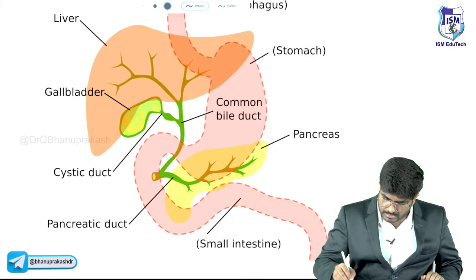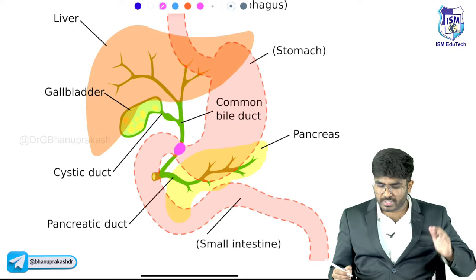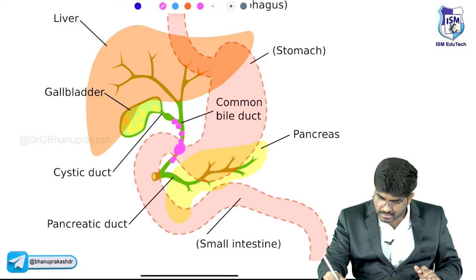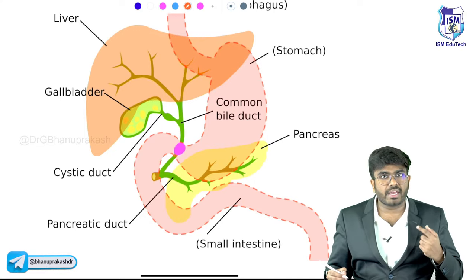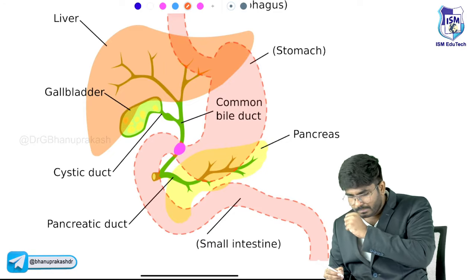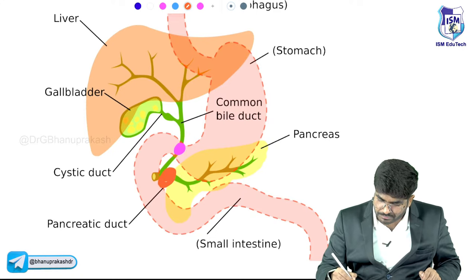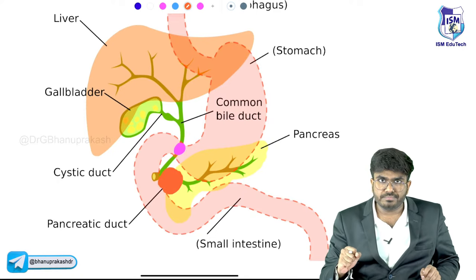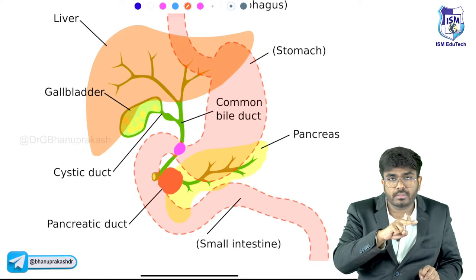So here is a block. For example, say here is a block, sir. Cholecystitis: there is obstruction in the flow of the bile. The bile is not coming out. Now, if there is a cancer to the head of the pancreas, that pancreatic cancer can also cause obstruction to the bile pathway, to the flow of bile.